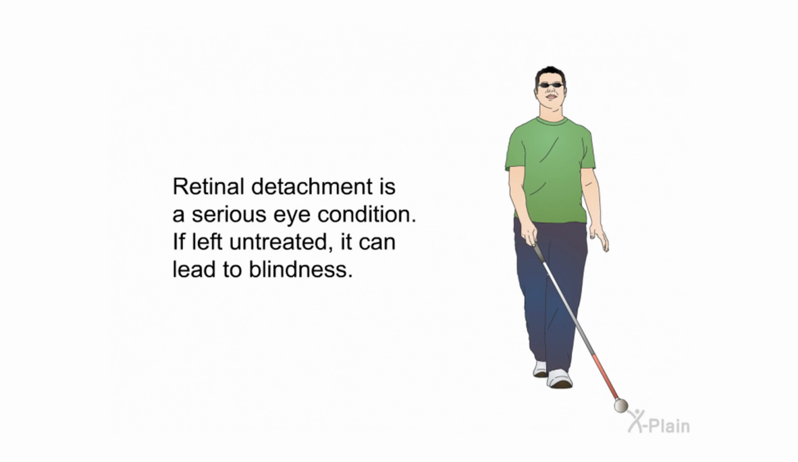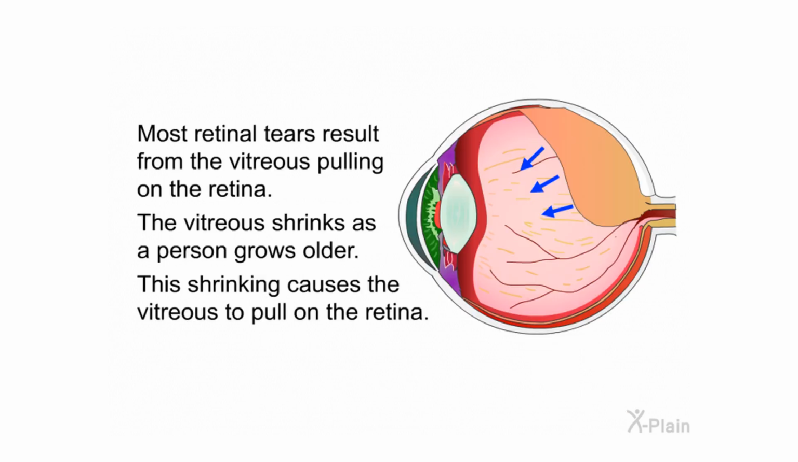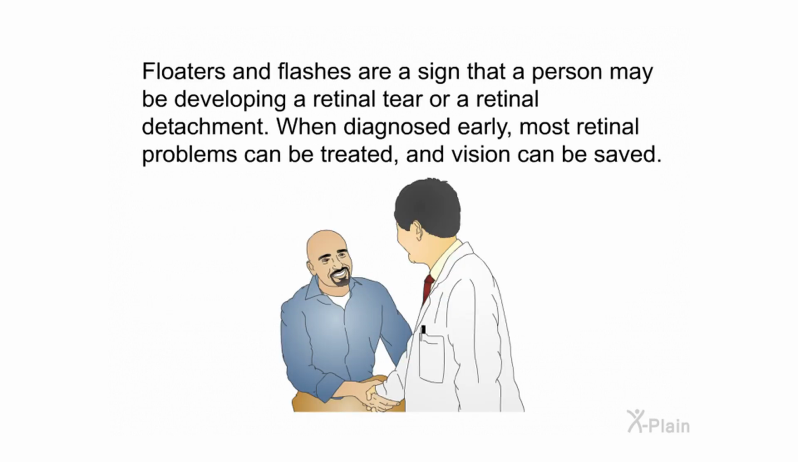If left untreated, it can lead to blindness. Most retinal tears result from the vitreous pulling on the retina. The vitreous shrinks as a person grows older. This shrinking causes the vitreous to pull on the retina. Floaters and flashes are a sign that a person may be developing a retinal tear or a retinal detachment. When diagnosed early, most retinal problems can be treated and vision can be saved.